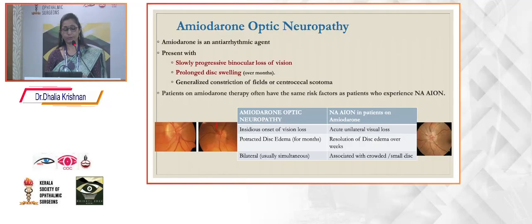Coming to amiodarone optic neuropathy, it presents with very slowly progressing binocular loss of vision. A very important point is that you have prolonged disc swelling, and these patients on amiodarone therapy also have the same risk factors as patients with non-arteritic AION, so it needs to be differentiated. The points in favor of amiodarone are an insidious onset, whereas NAION is an acute unilateral visual loss as presented before. The resolution of disc edema in NAION is over weeks, whereas in amiodarone it is protracted, and it may stay for months. NAION also has the crowded disc in the other eye.